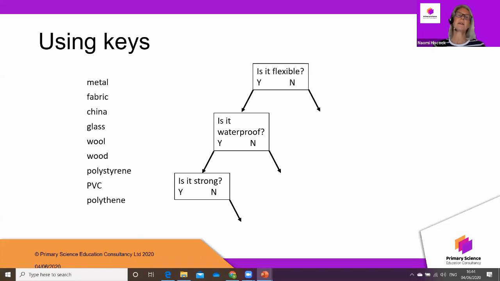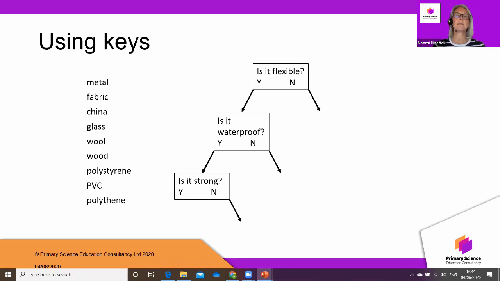So here I've decided that it's important for it to be flexible. If it's not flexible, it can't be rolled up, so it's not really tent material at all. It then also needs to be waterproof and strong. Different groups may well put their criteria in different orders, and that's absolutely fine. But then we take each of those materials.